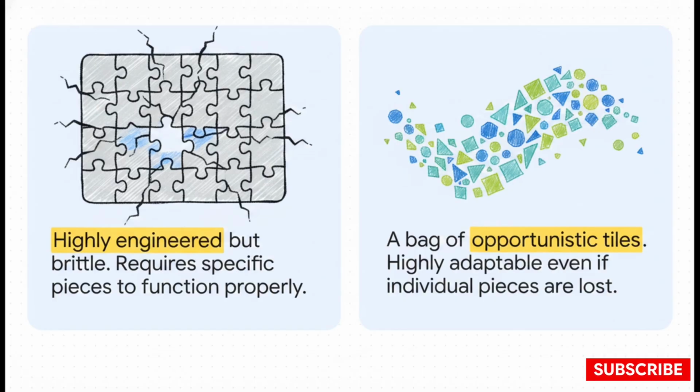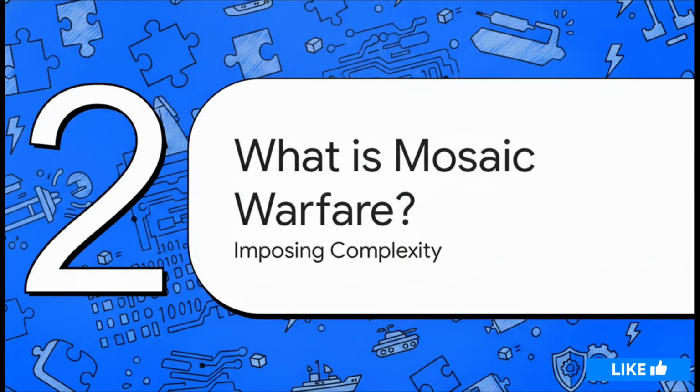The modern solution, though, is a mosaic. Think of it as a bag of opportunistic, much cheaper tiles. You don't specify exactly what any one tile has to be, but you have total confidence that you can piece them together to produce the larger picture you need. If you lose a tile, it honestly doesn't matter. The mosaic just adapts. So that brings us perfectly to section 2, what is Mosaic Warfare?